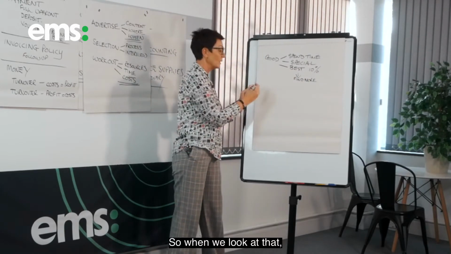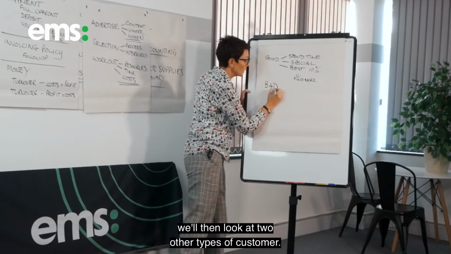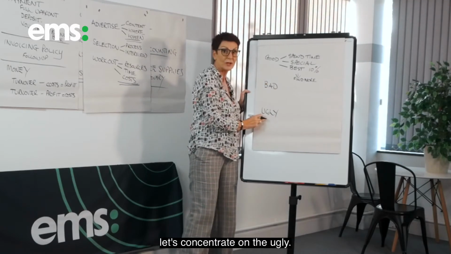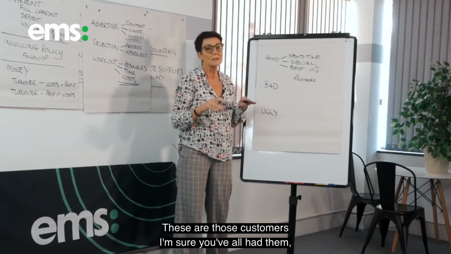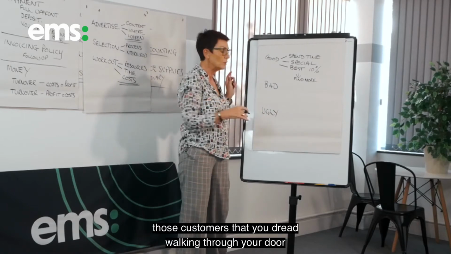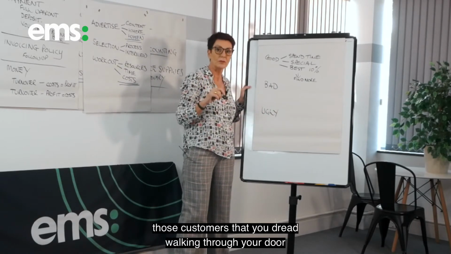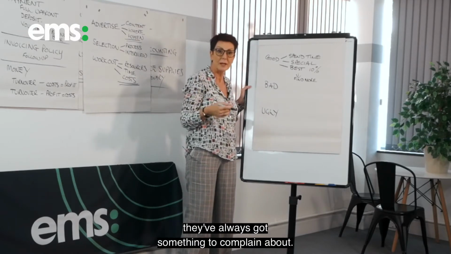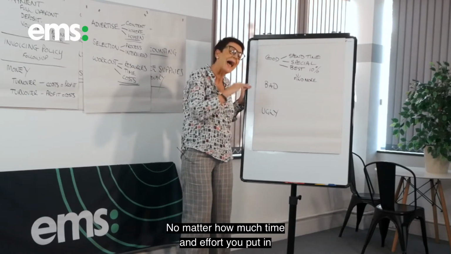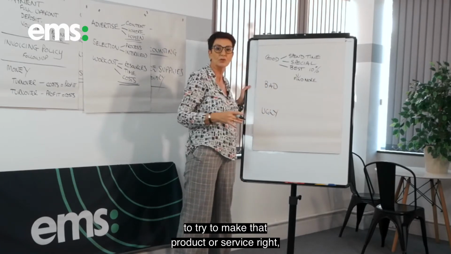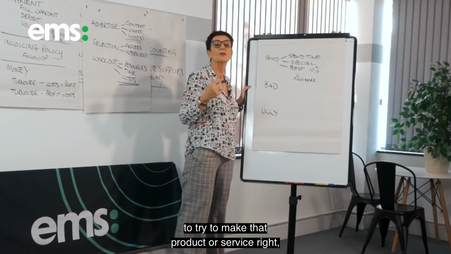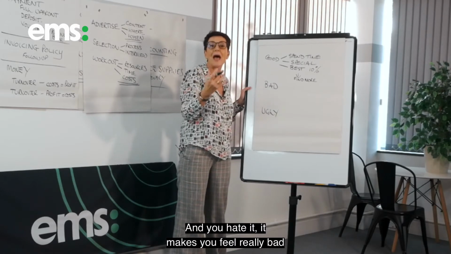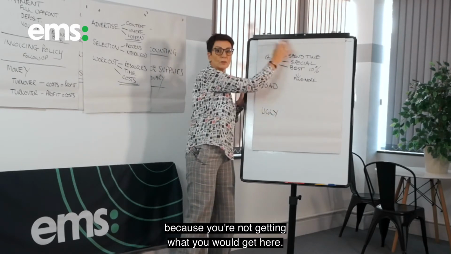So when we look at that, we'll then look at two of the types of customer. We look at the bad and we look at the ugly. I'm going to come back to the bad. Let's concentrate on the ugly. These are those customers, I'm sure you've all had them, those customers that you dread walking through your door or phoning you. They're always whinging. They've always got something to complain about. It's never right for them, no matter how much time and effort you put in to try to make that product or service right. They've still got a complaint. And you hate it. It makes you feel really bad because you're not getting what you would get here.